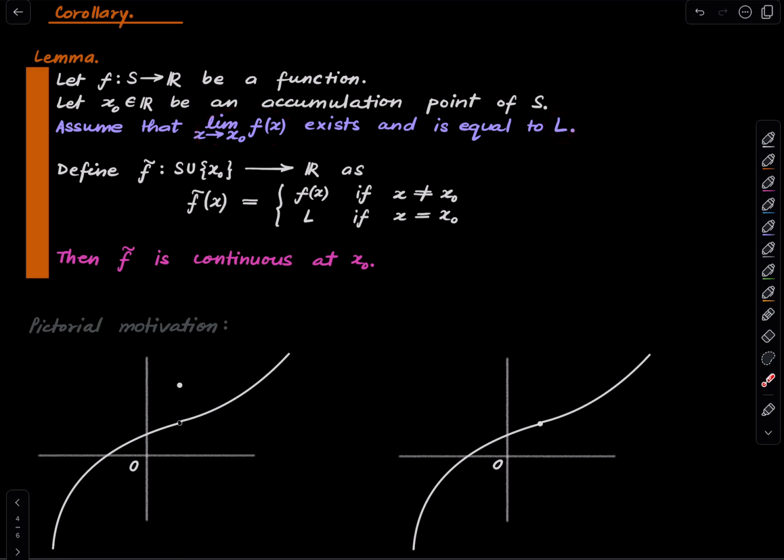Since it is an accumulation point of the domain, we can talk about this thing. Before that, we can't even talk about it. And we are insisting that this limit exists and is equal to that.